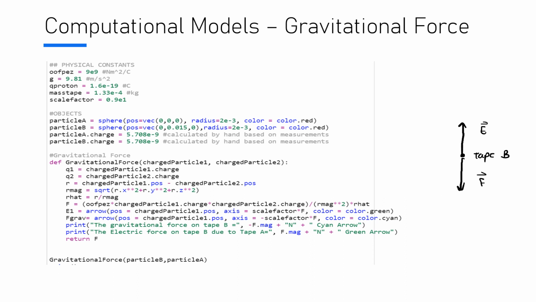Then this model that you see here is specifically for the point charge calculations, and all the values that we saw in the previous slide, such as length, mass, as well as distance between tape A and tape B, were inputted in the code to obtain the gravitational force.